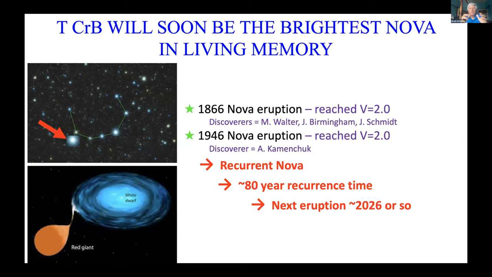but he published a thing saying, "Hi, T CrB is fading, and it means it's going to erupt any day now." And so he kept watching it more and more frequently. And then other people also started to keep watching it because of Peltier's IAU circular.